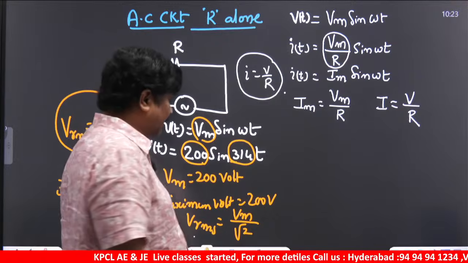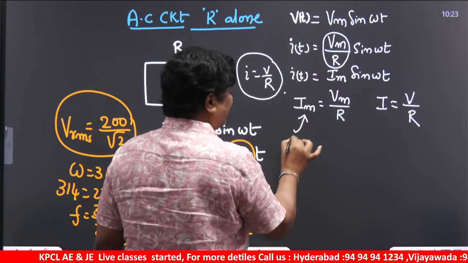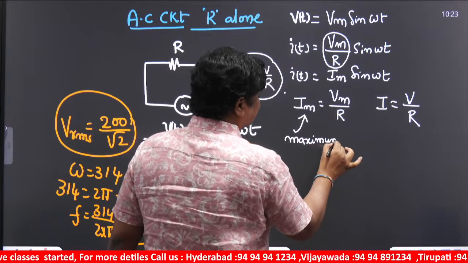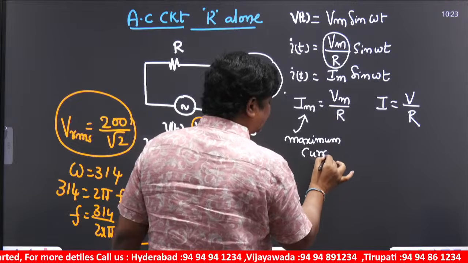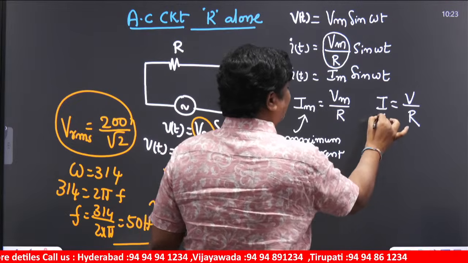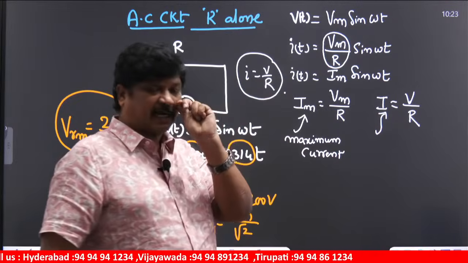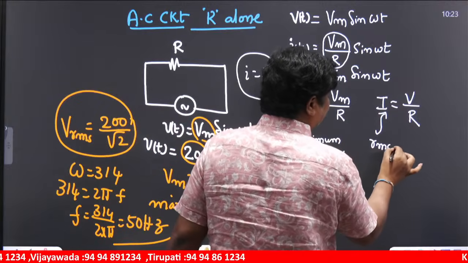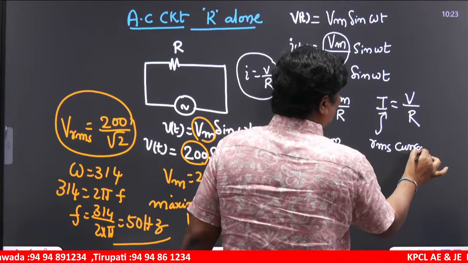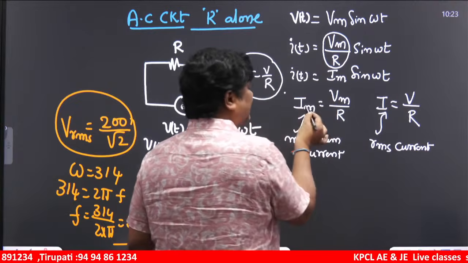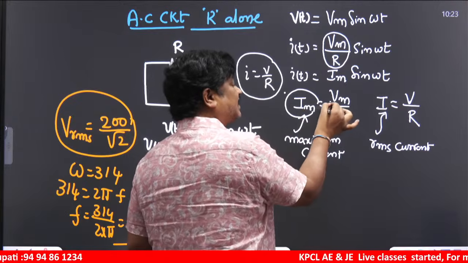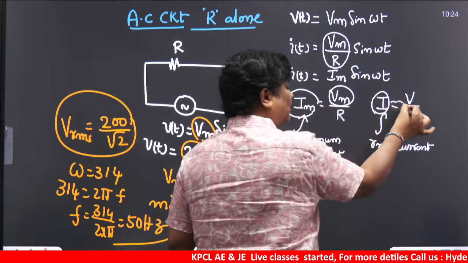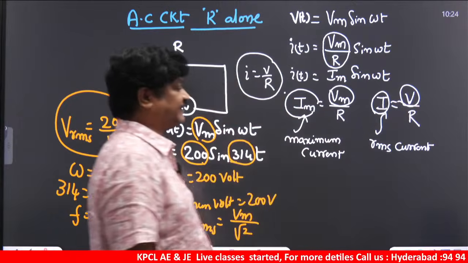See here, this current is a maximum current. And what about this current? This current is called the RMS current, root mean square value. This current is a maximum current, this voltage is a maximum voltage, this current is an RMS current, and this voltage is also an RMS voltage.